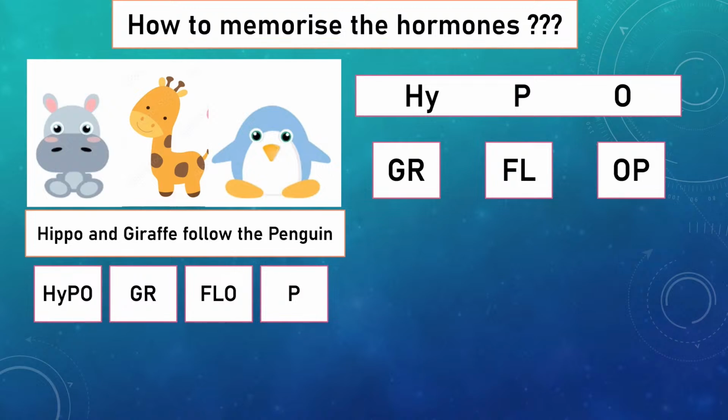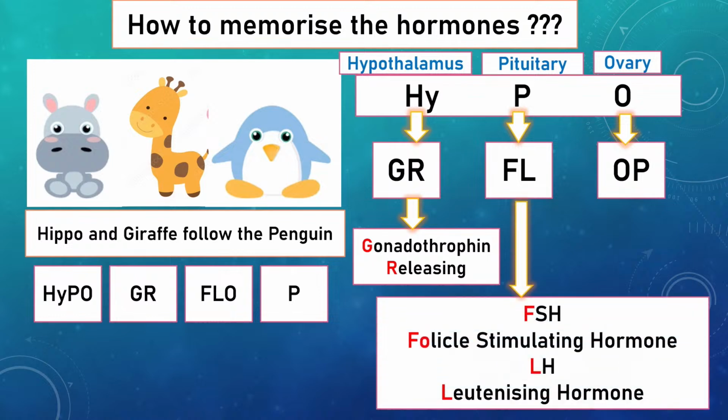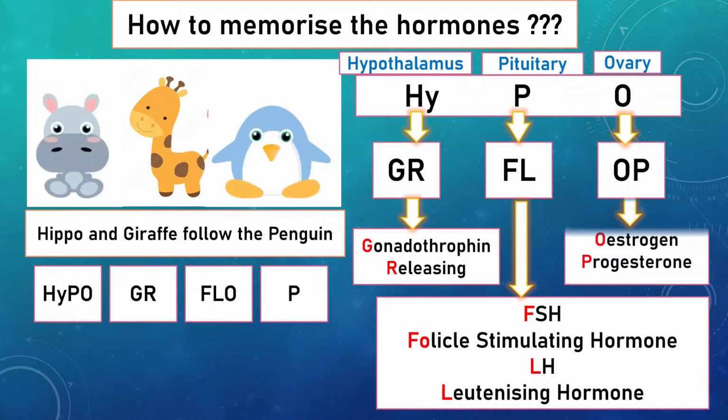Now this HY here stands for hypothalamus, P for pituitary, and O for ovary. So this hippo is going to help you memorize all the 3 glands. Now HY or hypothalamus secretes gonadotrophin releasing hormone. Pituitary secretes FNL, which is FSH, follicle stimulating hormone, and LH, luteinizing hormone, and ovary releases OP.